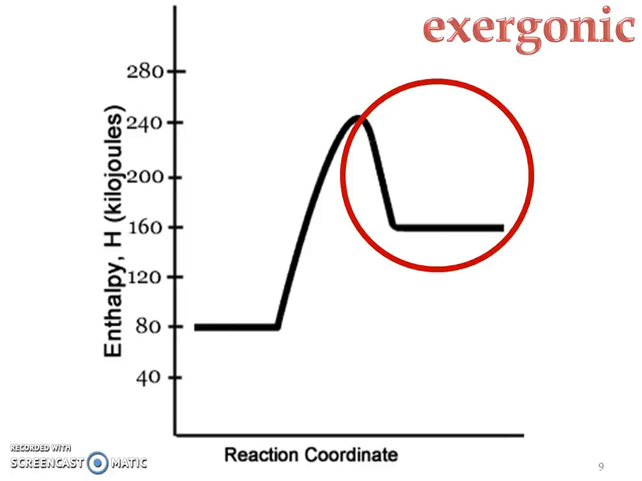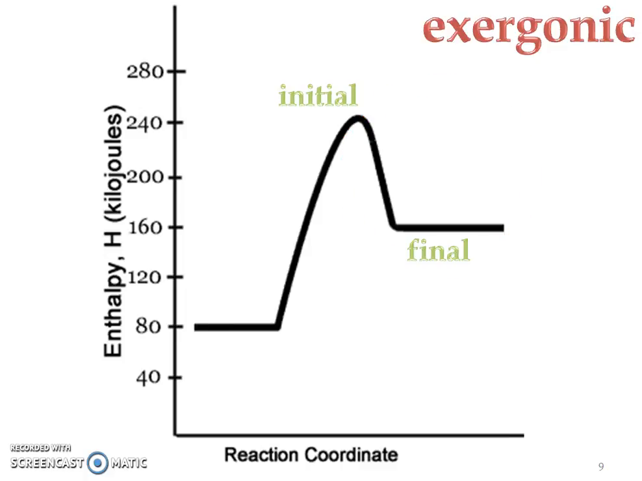Now let's look at the other part of the graph, the exergonic part of the graph. So now here's a little different. Here we're starting with 240 energy and we're going to about 160 energy. So this is the initial once we've made that activated complex, and our final now, forming our products, is 160.